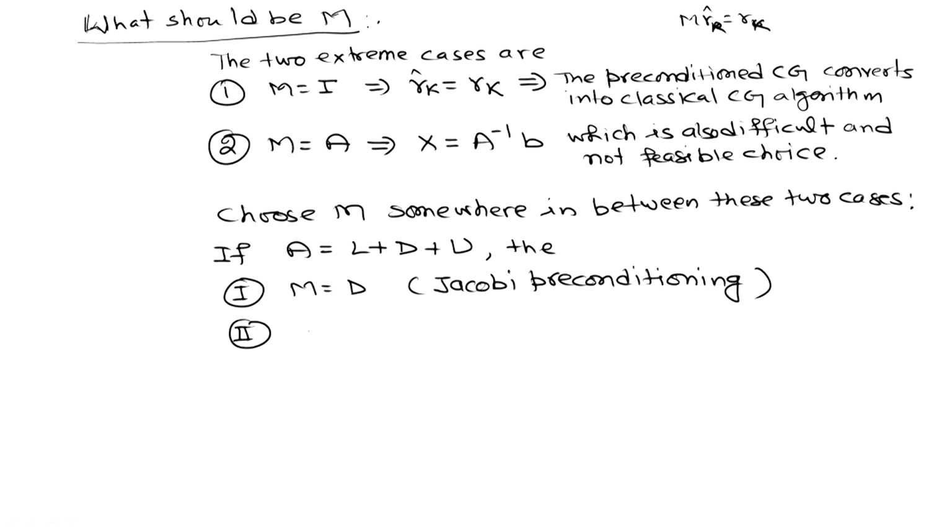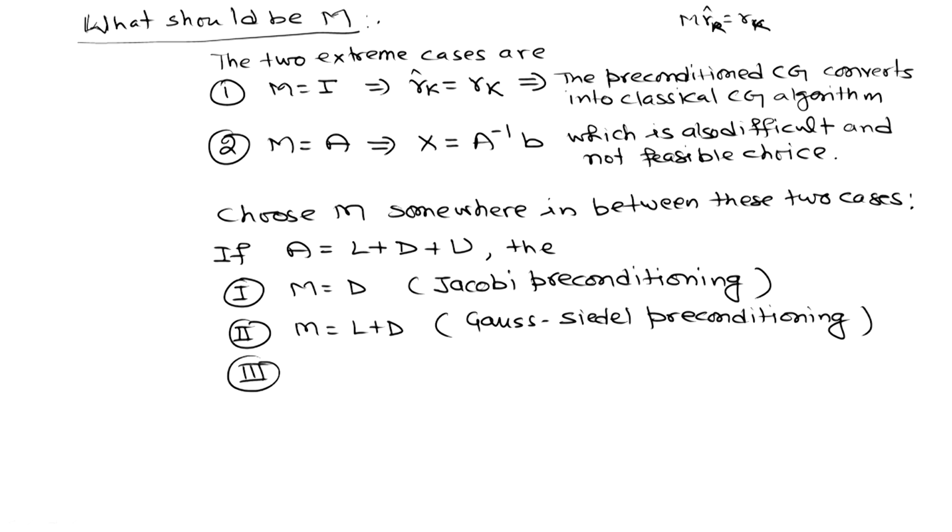The other choice of M is to take M equals L plus D, then it is called Gauss-Seidel preconditioning. The third choice of M is something like 1 upon omega into D plus omega L. This kind of choice of M is called successive over relaxation preconditioning.